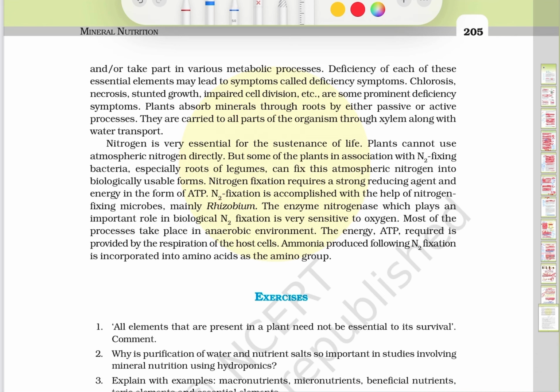Nitrogen is very essential for the sustenance of life. Plants cannot use atmospheric nitrogen directly, but some plants are associated with nitrogen-fixing microbes, especially in the roots of legumes. Such microbes can fix atmospheric nitrogen into biologically usable forms. Nitrogen fixation requires a strong reducing agent and energy in the form of ATP. It is accomplished with the help of nitrogen-fixing microbes, mainly Rhizobium. The enzyme nitrogenase, which plays an important role in biological fixation, is very sensitive to oxygen, so most of the process takes place in an anaerobic environment. The energy required is provided by the respiration of the host cell. Ammonia produced following fixation is incorporated into amino acids as an amino group.